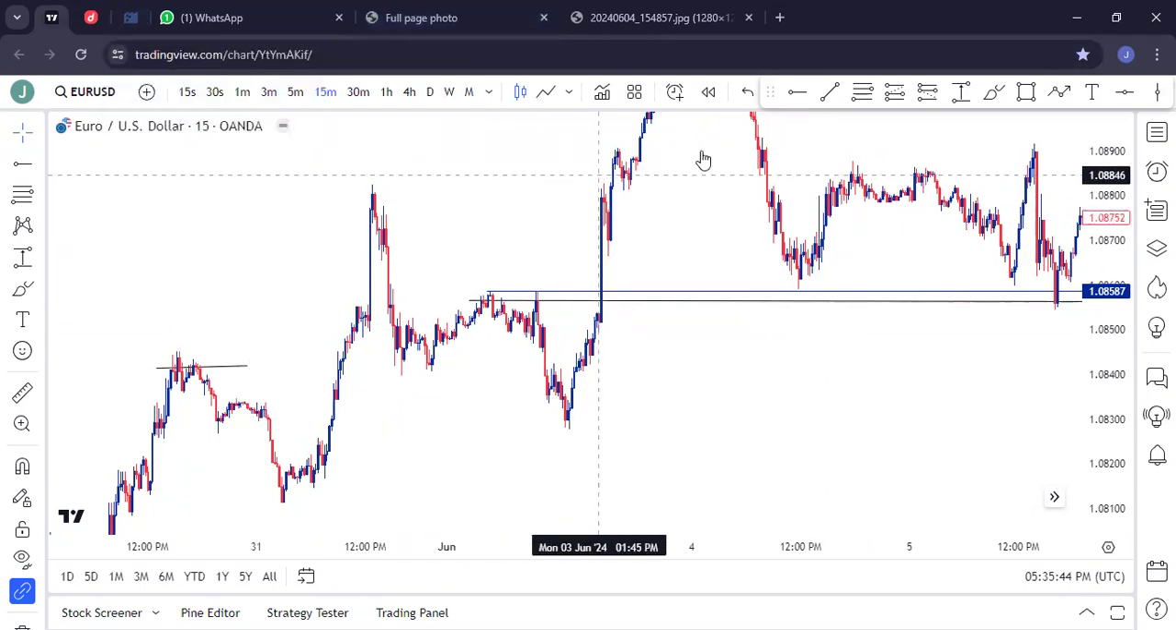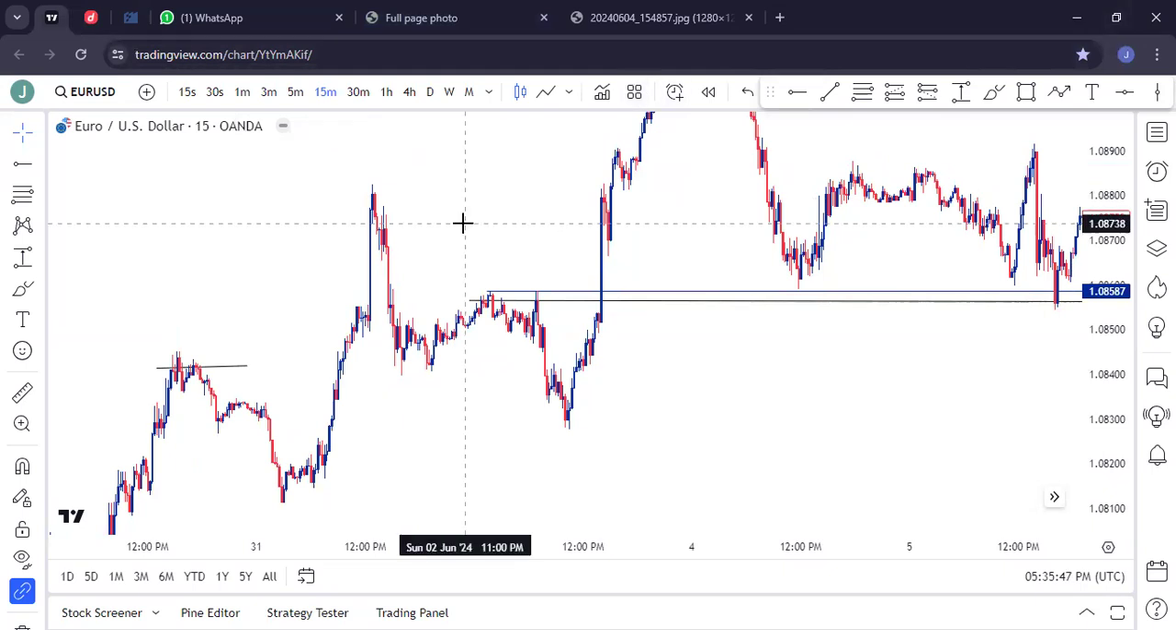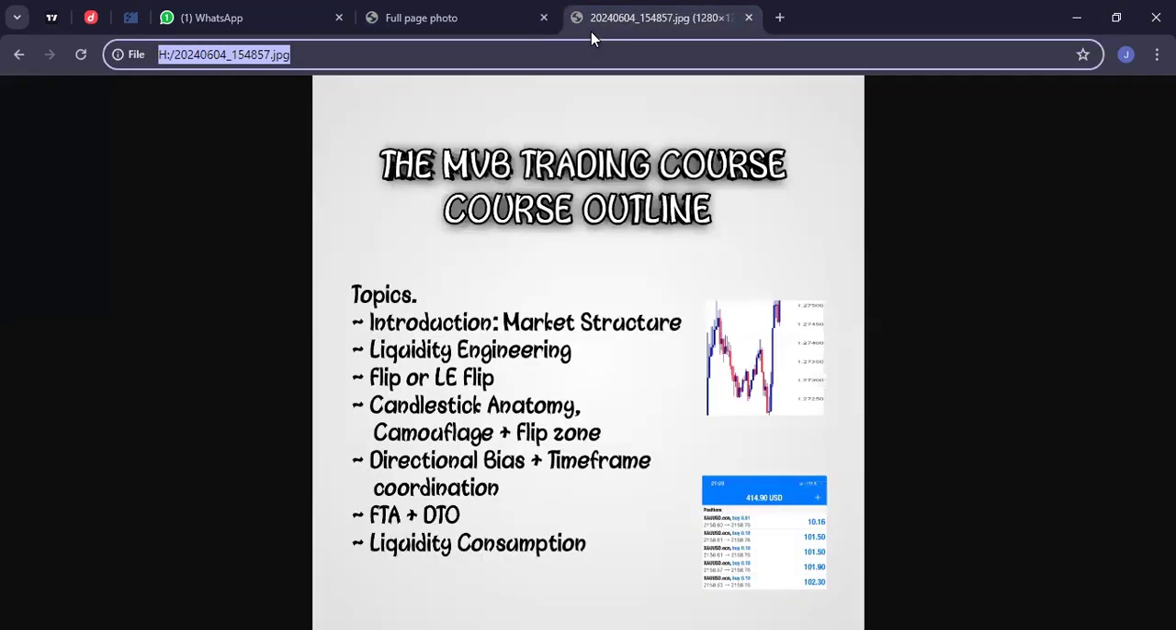On Monday we are going to learn about candlestick anatomy. And actually, before candlestick anatomy and camouflage, I think I'm going to teach you formation first. I forgot to put the topic of formation here in this course outline.